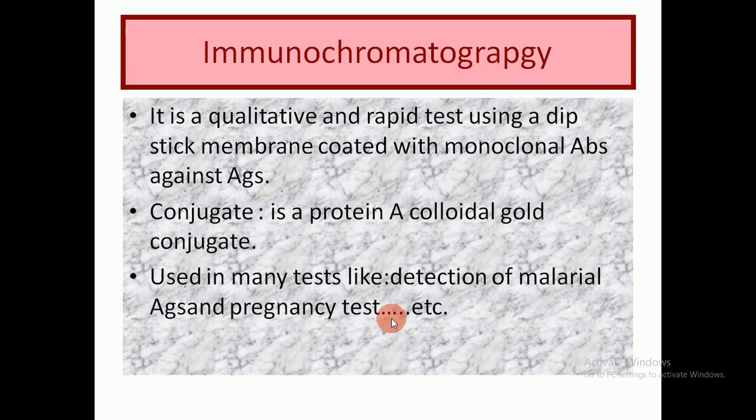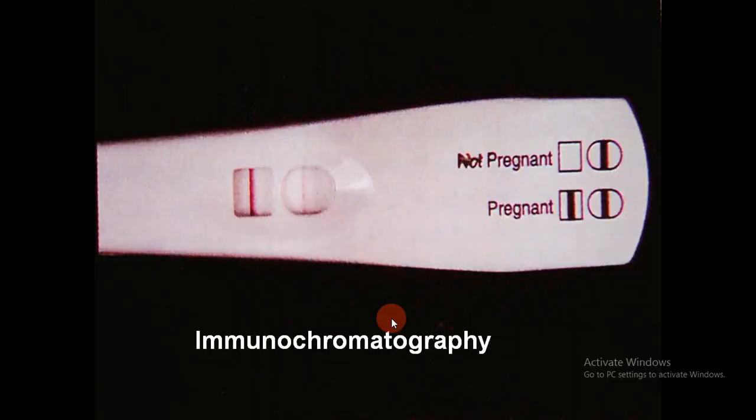This is used as a screening test, and here it is used in pregnancy. This is for the control and this is for the patient serum. If we have two lines, this means that the patient is pregnant.